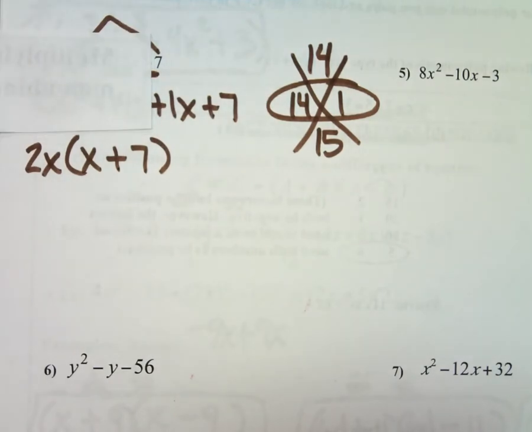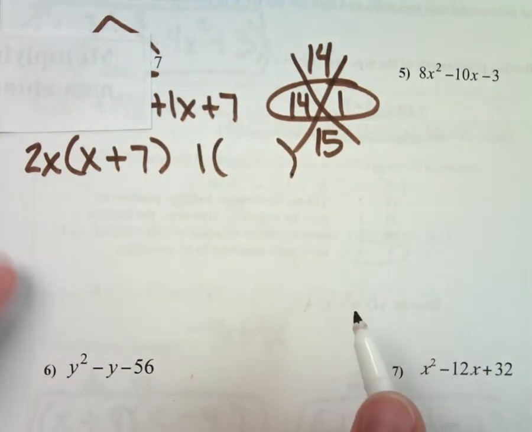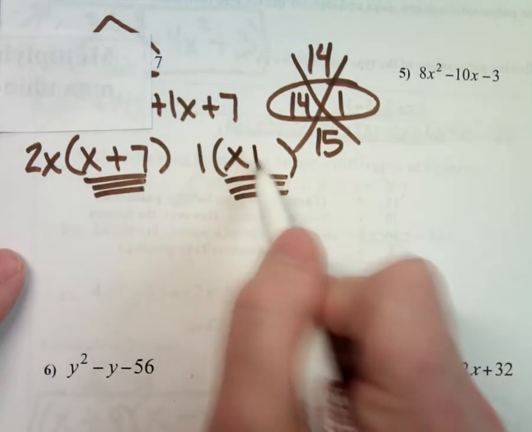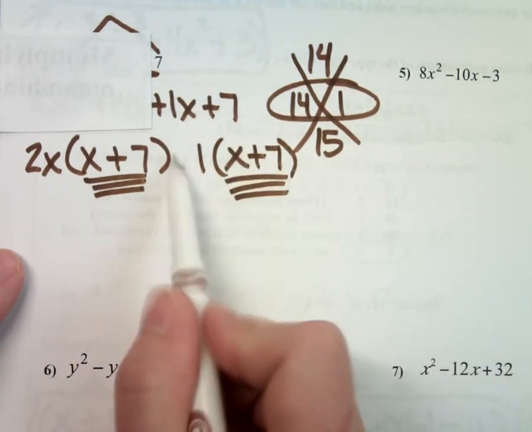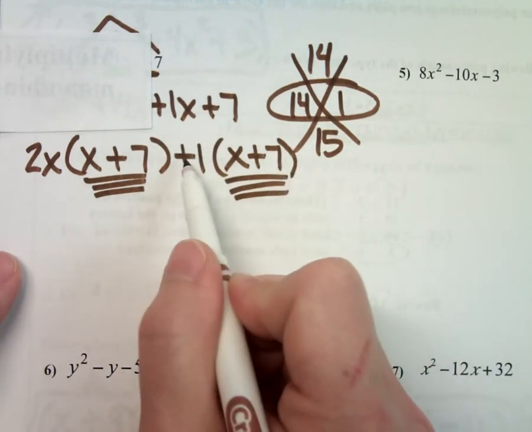And what would you say your GCF is out of those guys? A 1. And I do actually have to write the 1. Can you tell me what's going to go in my parentheses? X plus 7. If this is x plus 7, this is x plus 7. They have to be identical. And then what kind of 1 does he need to be? Positive. So far they've all had to be positive, but sometimes this will be negative.